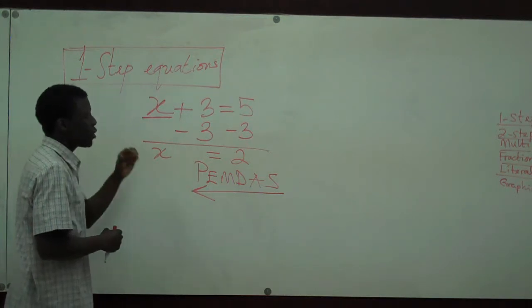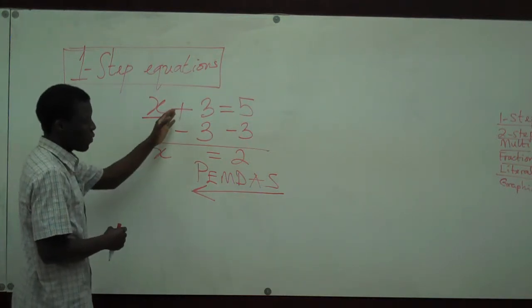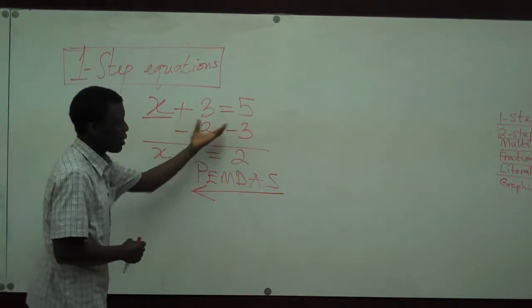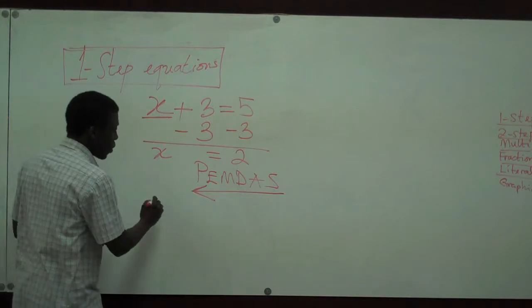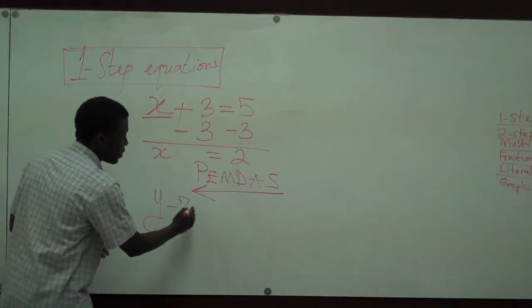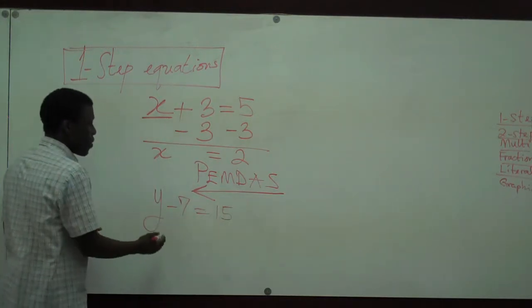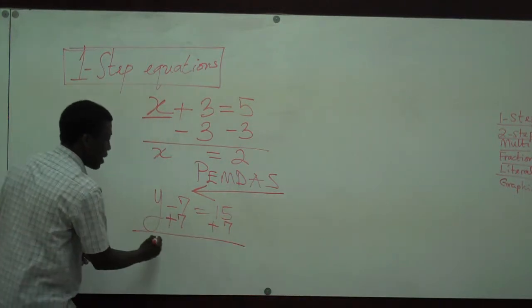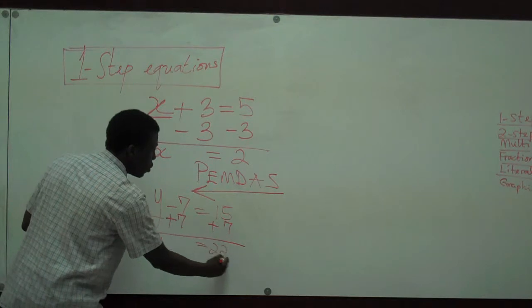But I just wanted to remind you, with one-step equations involving addition, you subtract from both sides. Whatever you do to the left, you do to the right. And so if I give you another question like y minus 7 is equal to 15, then you add 7 to both sides. Okay, so we add 7, so y is equal to 22.